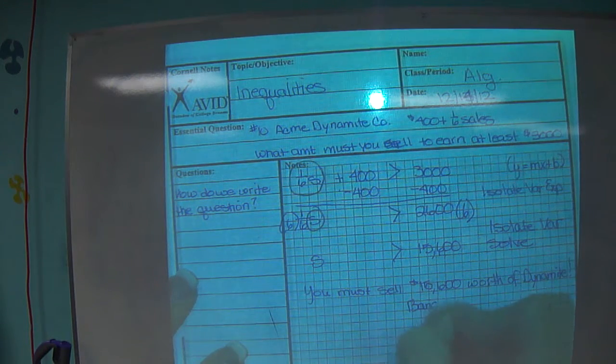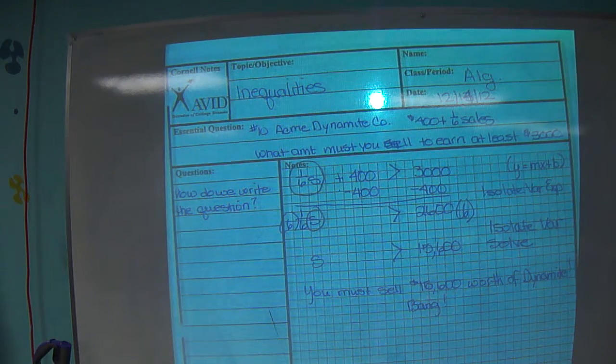Bang! That would be one big bang. Dynamite's not that expensive.